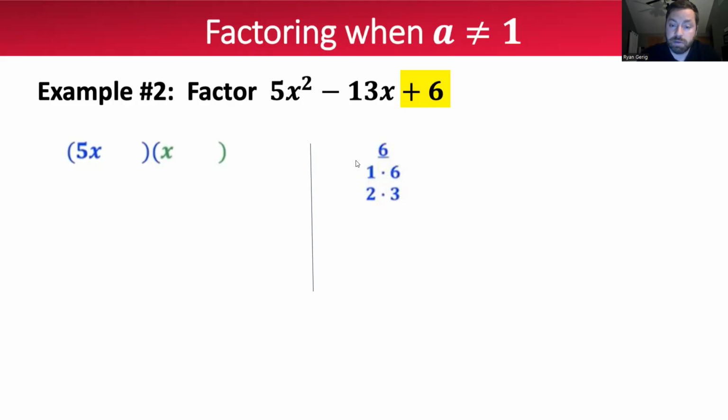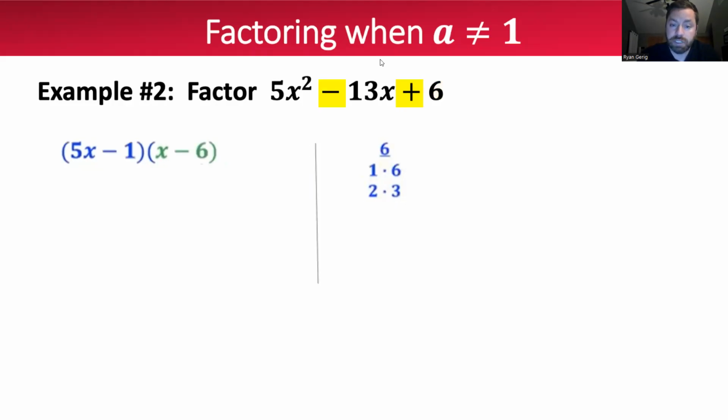Before we start trying these, I want you to see the signs. My C value, or 6, was positive. That means these two numbers have to have the same sign, so they can be both positive or both negative. Because the middle term is negative, I know that both of these have to be negative. So that's where you see the negative and the negative.